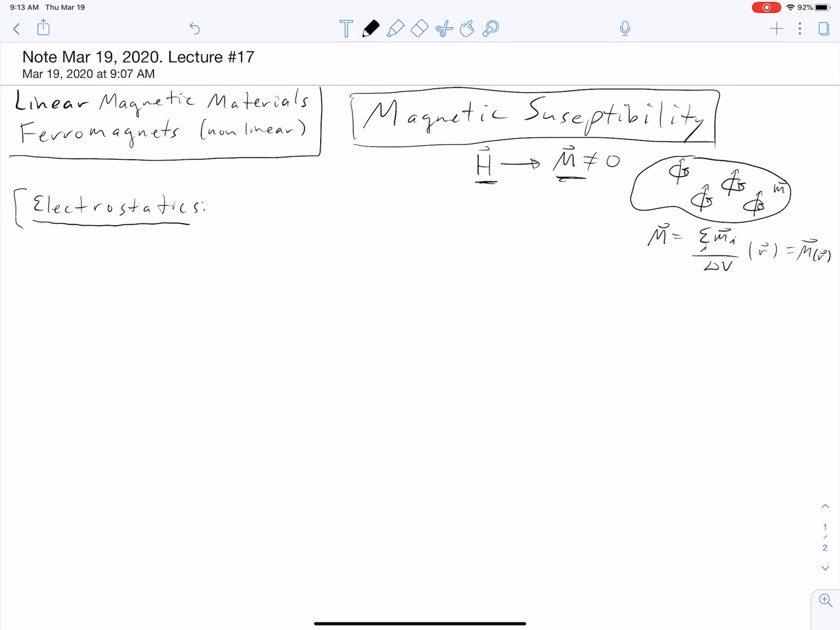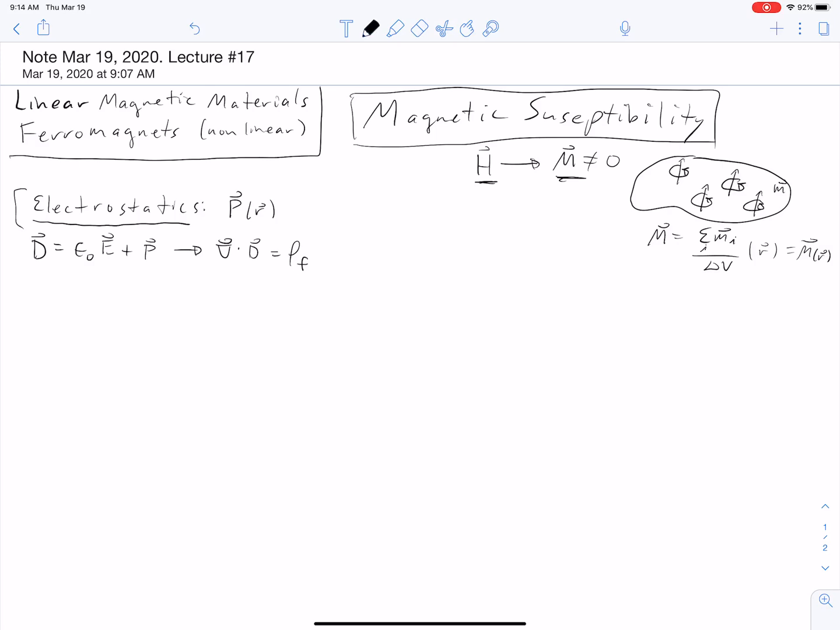And so for the electrostatic case, remember, instead of magnetization, we have polarization. And remember how we said that we had to define this new D field, because the D field equals epsilon naught E plus P. And the reason we define the D field is because the divergence of the D field equals the free charge.